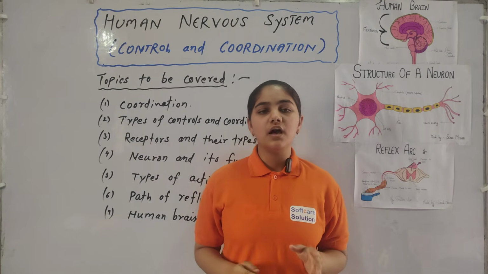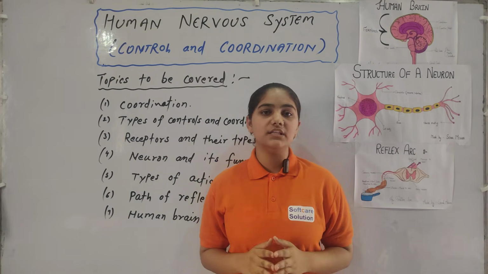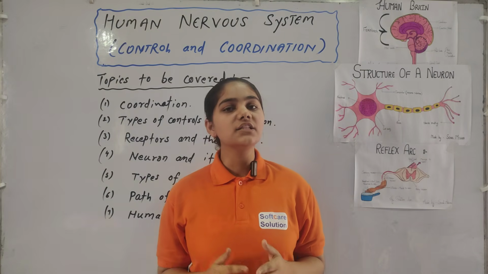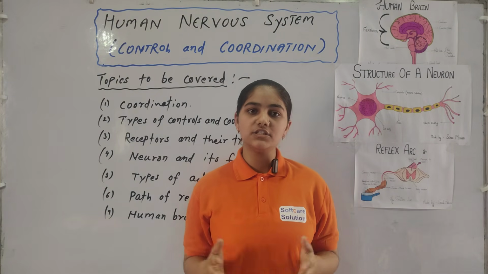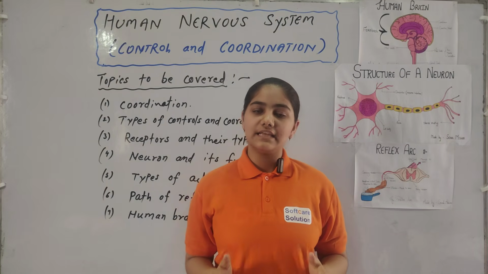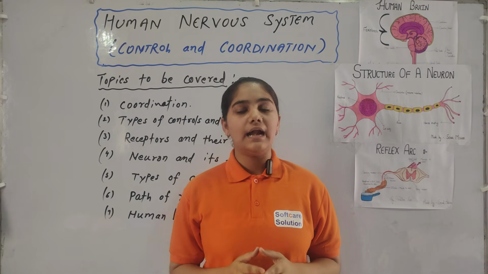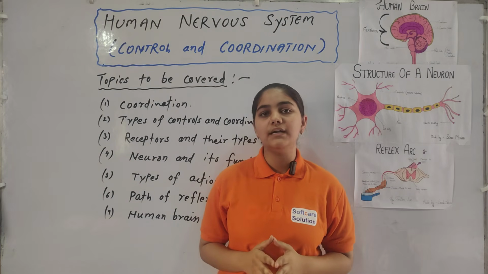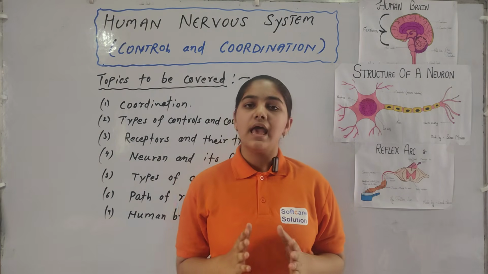Control and coordination are of two types. First, coordination in animals and second, coordination in plants. In coordination in animals, we have two types. First one is the nervous system, which is associated with the neurons, and second one is the endocrine system, which is associated with the hormones. And in plants, we have plant movement and plant hormones. So today we will study coordination in animals.